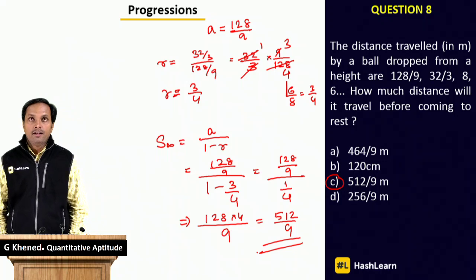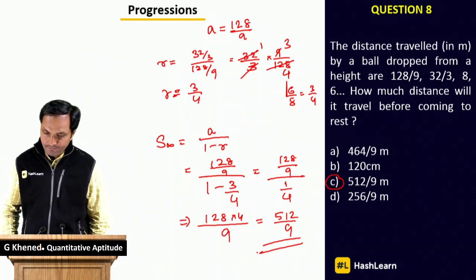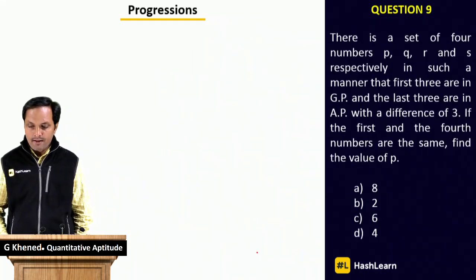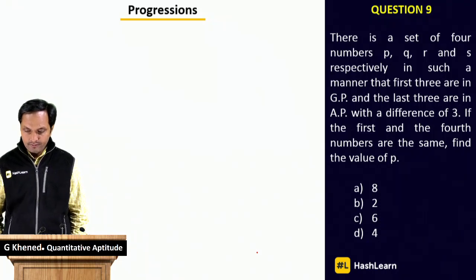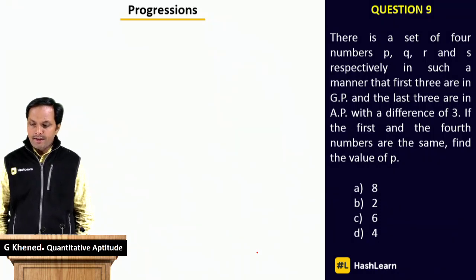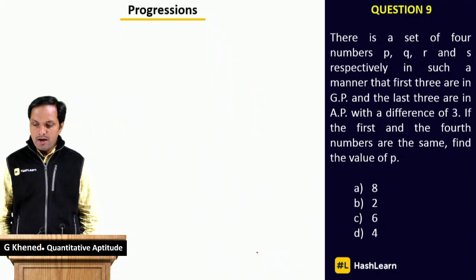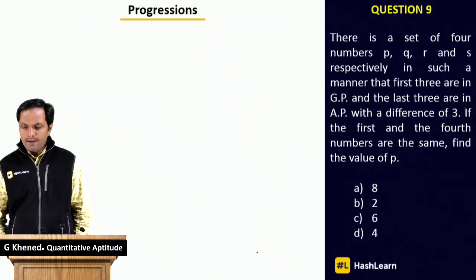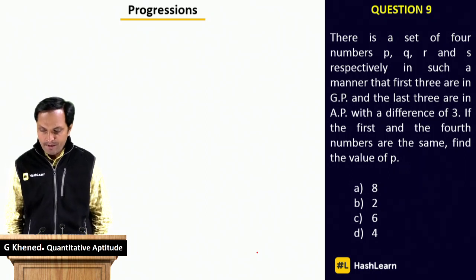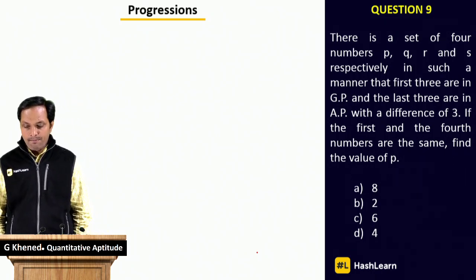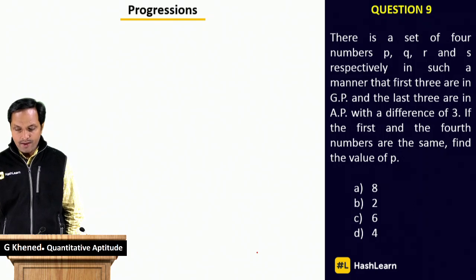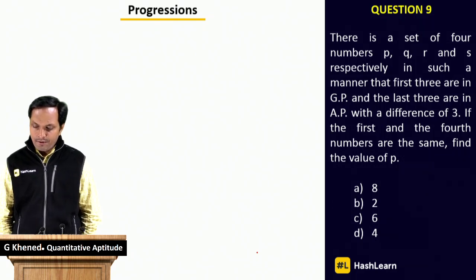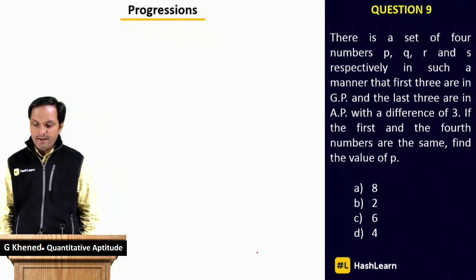Fine then. So next problem, number 9. There is a set of 4 numbers P, Q, R and S respectively. The first 3 are in GP and the last 3 are in AP with a common difference 3. The first and the fourth numbers are the same. Find the value of P.